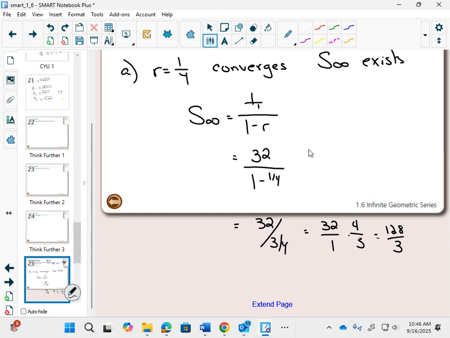Do they write the decimal at the bottom? Yes. They wrote down 42.6, but I would leave my answer as the fraction 128 over 3.